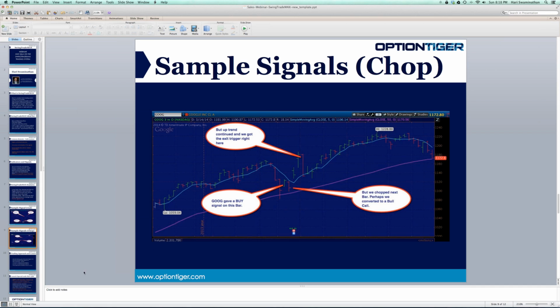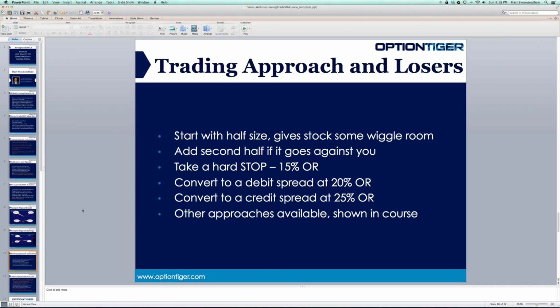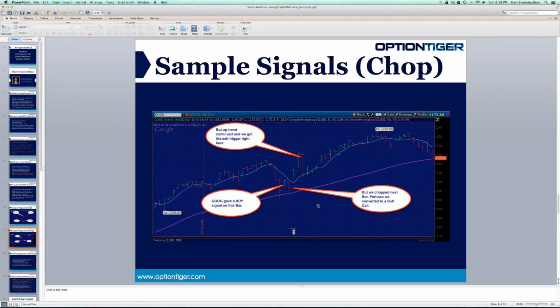Okay, so in general, what you want to do is take a trading approach, take some kind of a strategy for your trading. So, as with the DayTradeMax system, even with the SwingTradeMax, I would say you start with half the size. So, if you go back to the previous slide, if we started out with half the size here, then on this bar you would put the other half, because you're still depending on the signal.